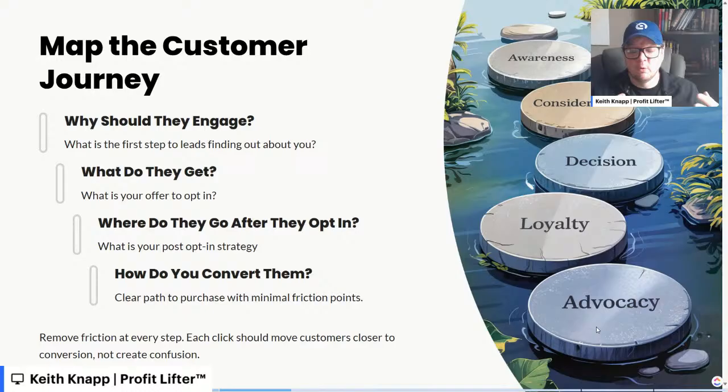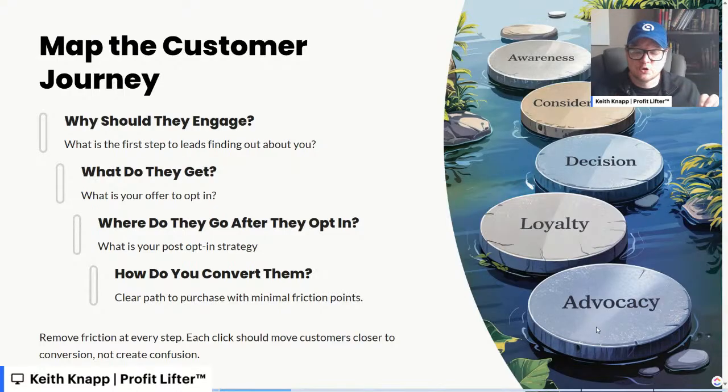And then lastly, you want to think about how do you convert them? A clear path to purchase with minimal friction points. And this doesn't always happen initially right out of the gate, because what you're looking for is a way to get them to just opt in with you, to get to know you. And then from there, you want to be thinking about your automations. You want to be thinking about your emails. How are you talking to them after they opt in? What are you doing with them a week after you pitched them? What are you doing with them a month after you pitched them? How often are you calling them?